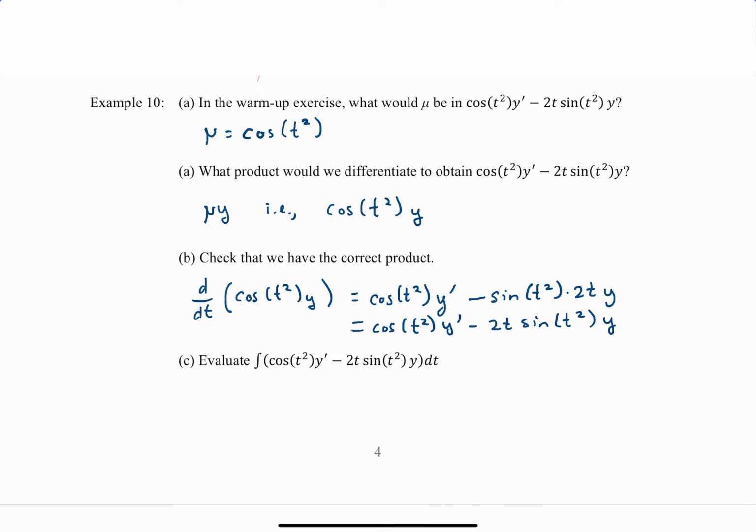If we now want to evaluate the indefinite integral of our expression, it's a piece of cake because we already know that our expression is the derivative of cosine of t squared y. So if we take that expression, differentiate it, and then integrate it, we get back to that same expression.